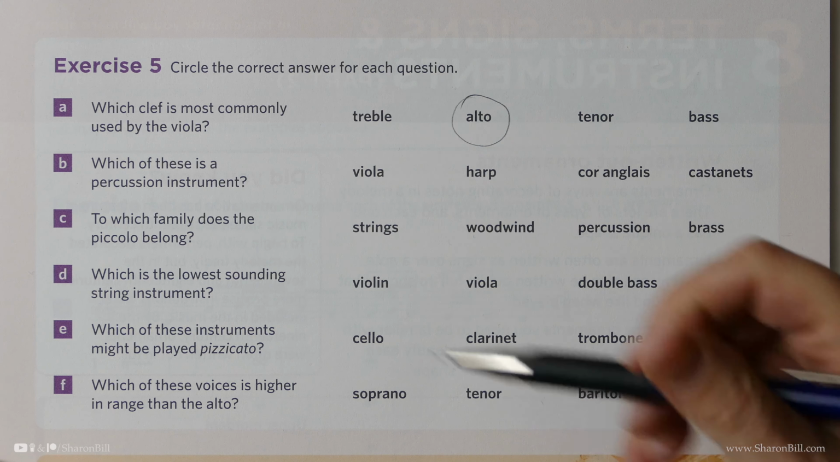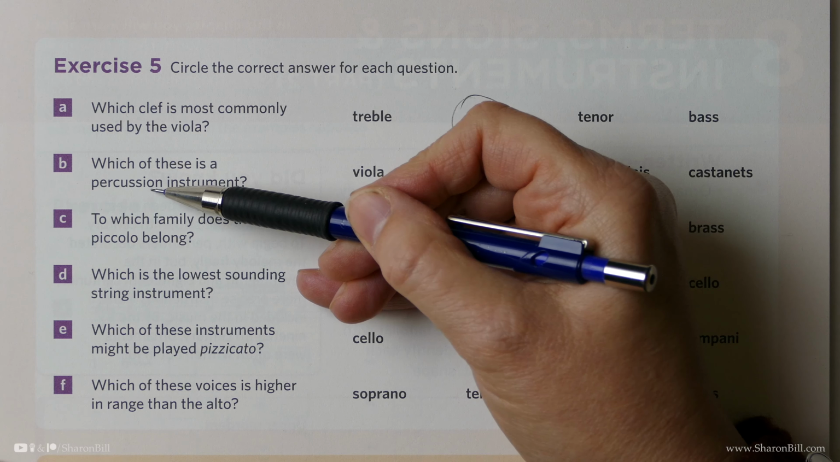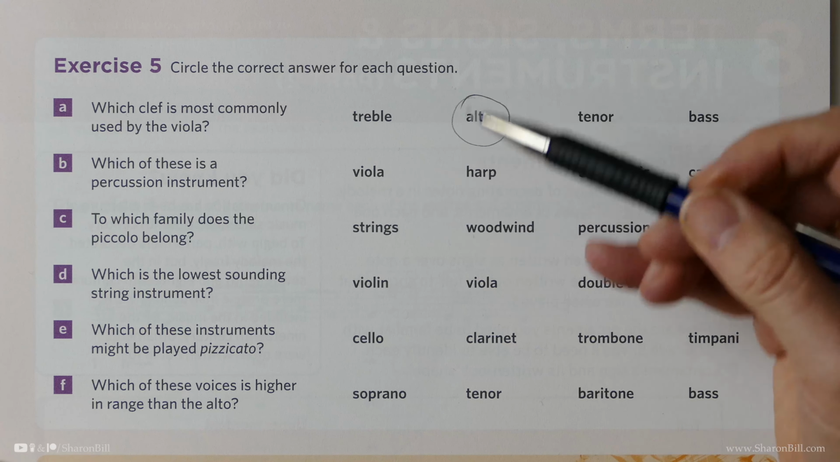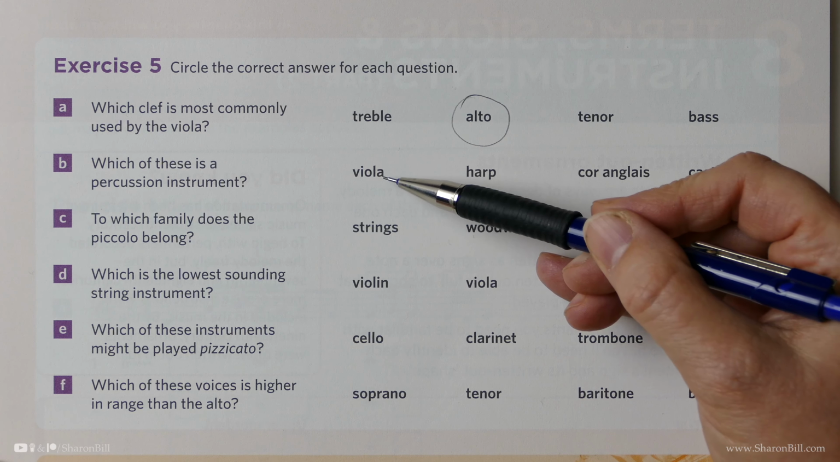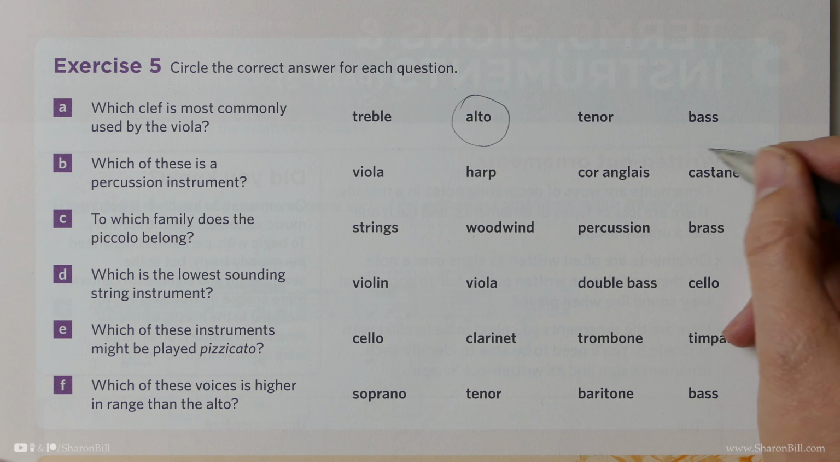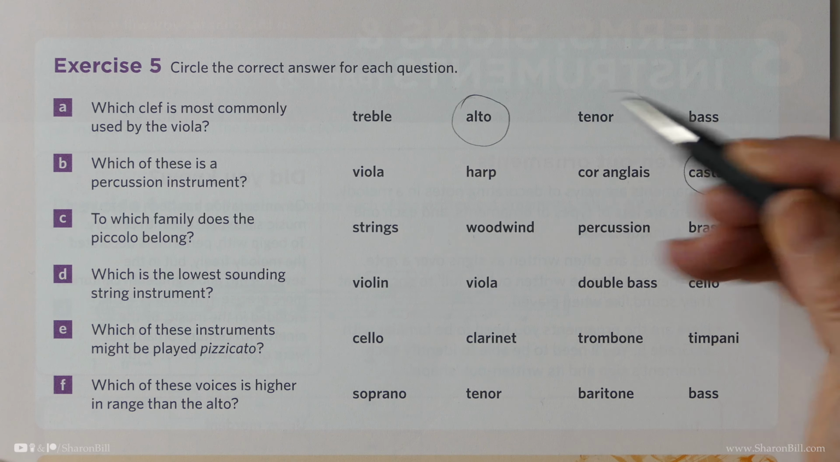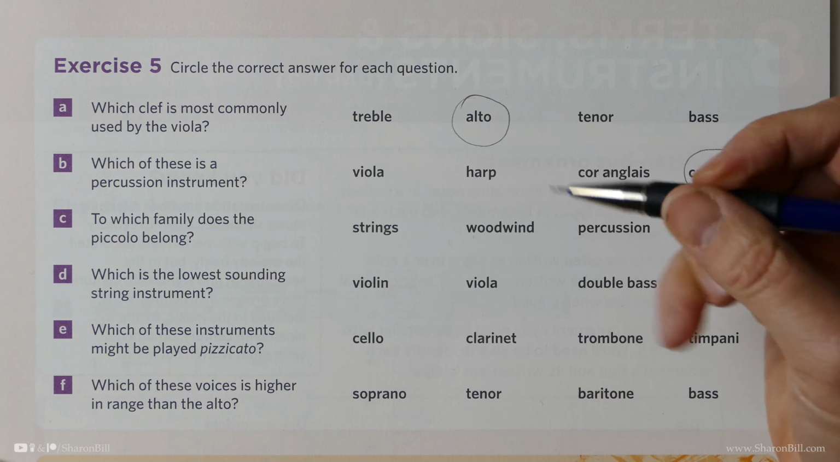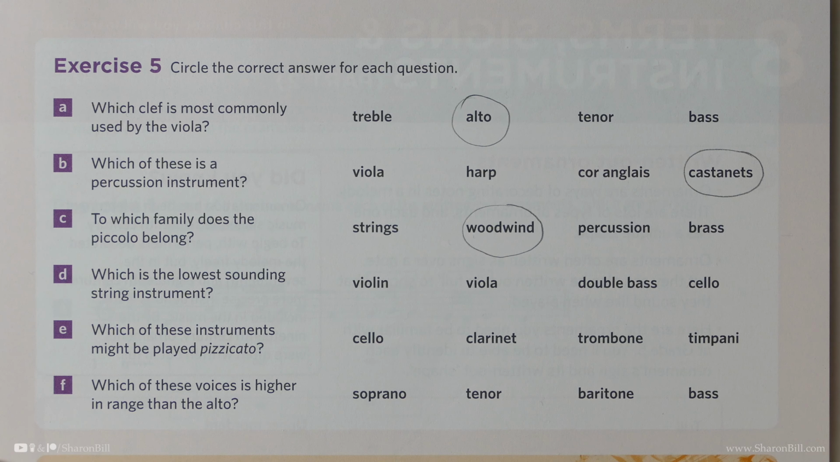Now, which of these is a percussion instrument? Remember that percussion means it's basically struck. And obviously the viola is a string instrument where we use a bow. We pluck the harp, we blow the cor anglais, it's the castanets where they strike against each other. The piccolo belongs to the woodwind family. It's kind of closely associated with the flute.